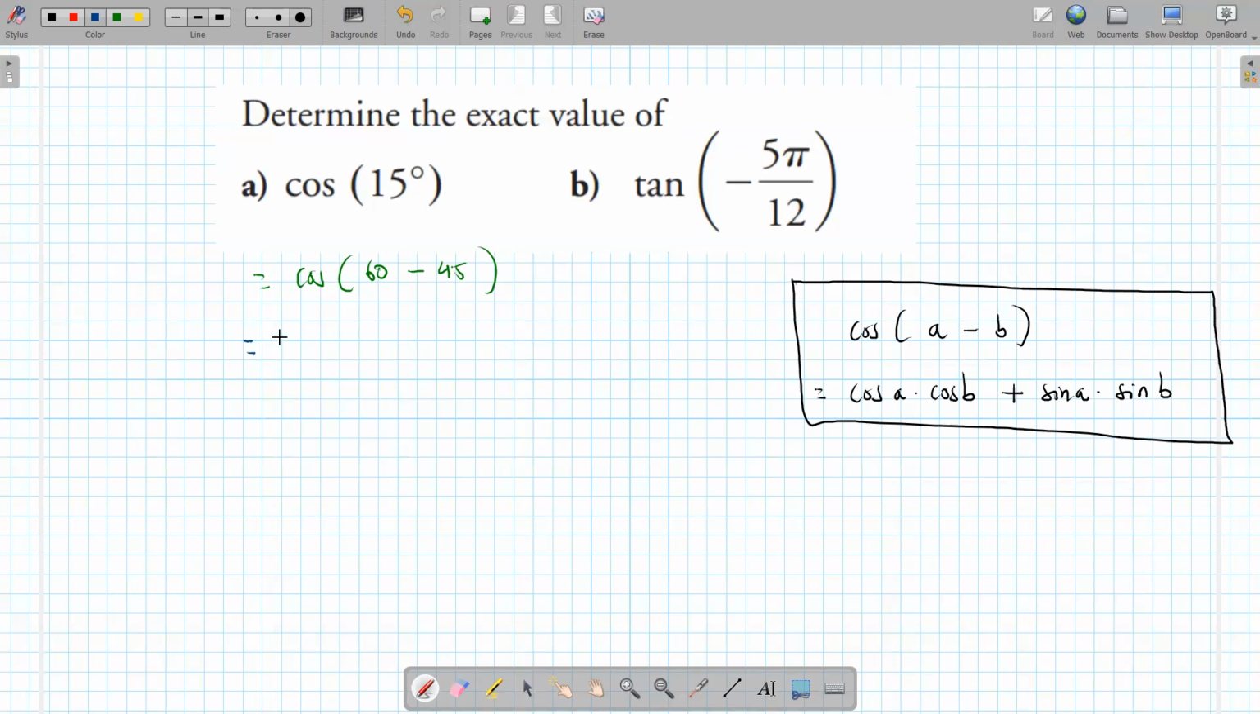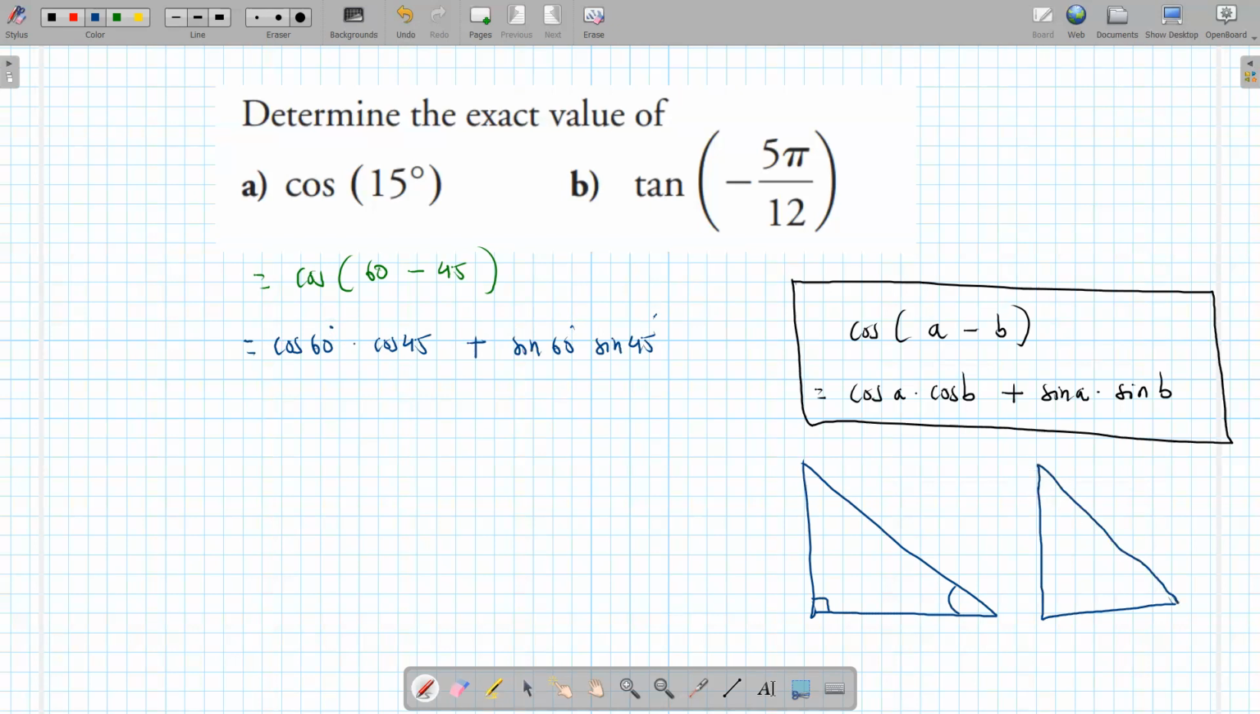I'm just gonna follow that formula. Look at this. It's gonna become cosine of 60 times cosine of 45 plus what? Sine of 60, yeah, times sine of 45. And why are we doing it like this? Because we know the exact value of all of them. So for 45, we know it's gonna be 1, 1, root 2. For 30, 60, we know it's gonna be 1, 2, root 3.